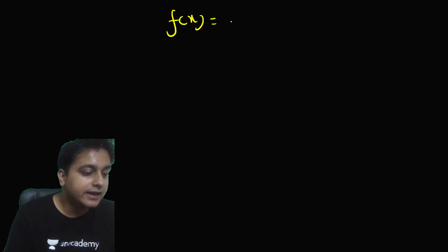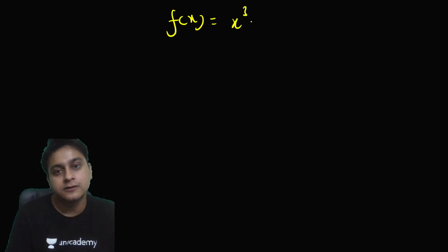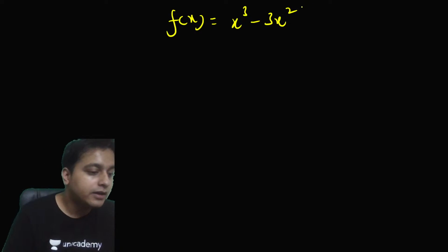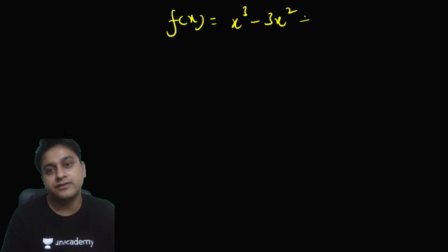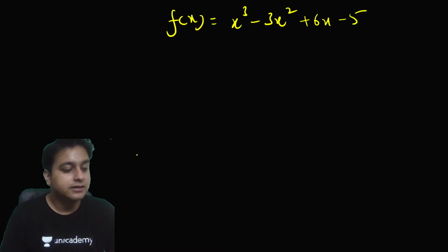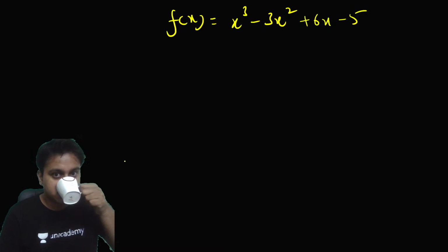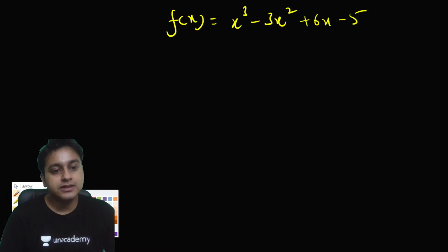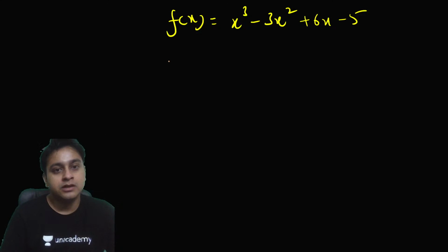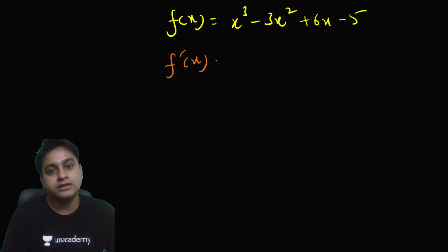So let's write down the function. What is the function, guys, here? f of x is x cube minus 3x square plus 6x minus 5, right? Now, guys, let's differentiate it. If I differentiate it, f dash of x, what is it coming out to be? Tell me.